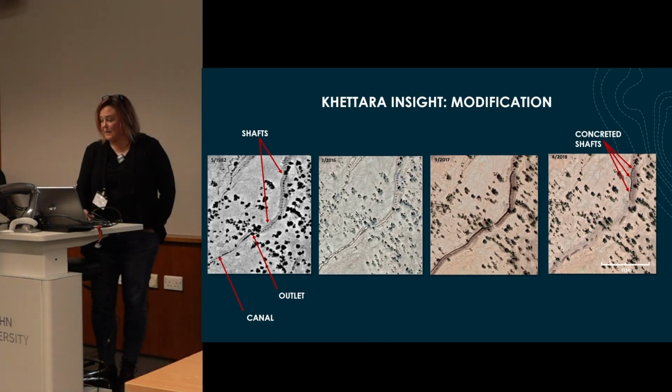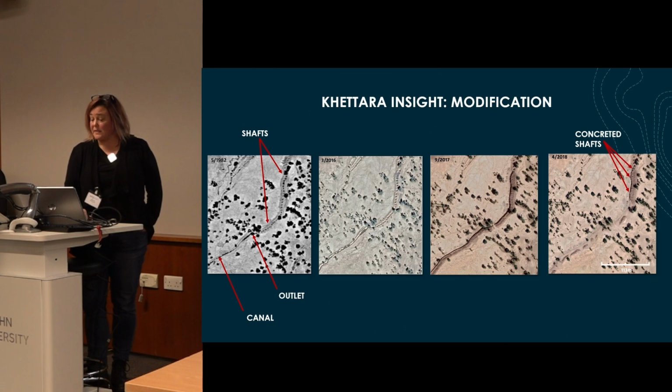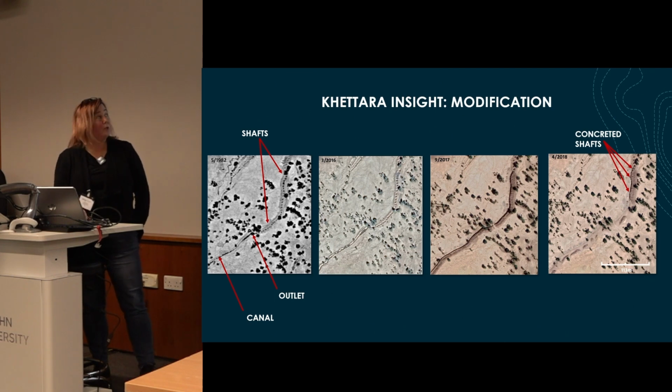We now know which systems have been maintained, upgraded, and revitalized. Recent revitalization, of course, indicates that the system is still active. Here you see a traditional Moroccan Ketera system with shafts, outlet, and canal that was constructed prior to 1971. In the 1982 Hexagon and the 2016 Google Earth Pro image, it appears identical to its earlier 1971 form, but by September 2017, it's been upgraded with a trenched and concreted system.